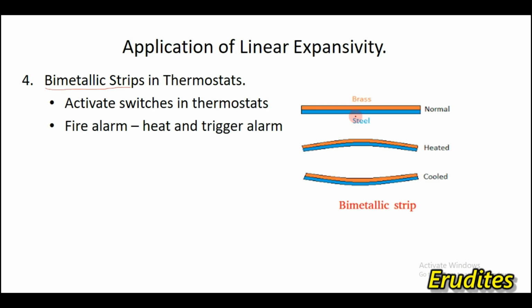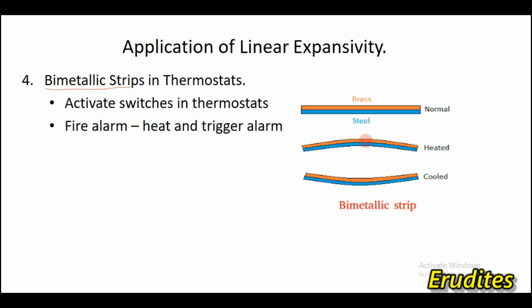So when this strip, this thermostat, is subjected to heat, the brass has a higher linear expansivity than steel, and so brass will expand more than steel. So when it is subjected to heat, the brass, which will expand more, will begin to bend over the steel. And also when it is cooled, the brass, which has a higher linear expansivity, will contract more than the steel. And that is why you have it like this.